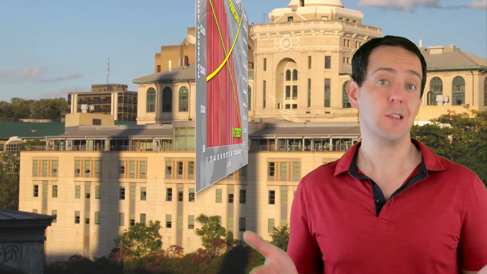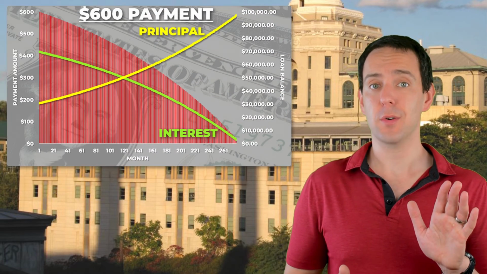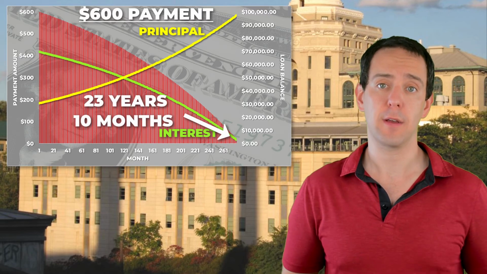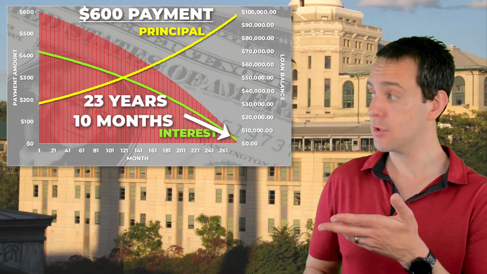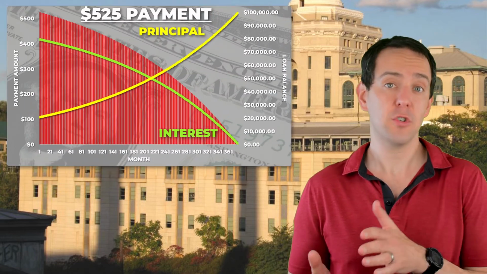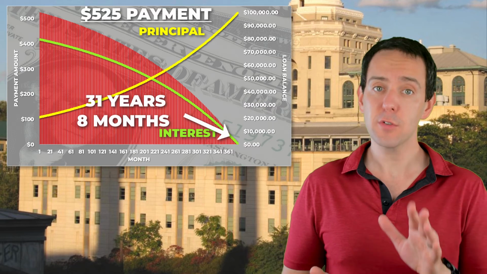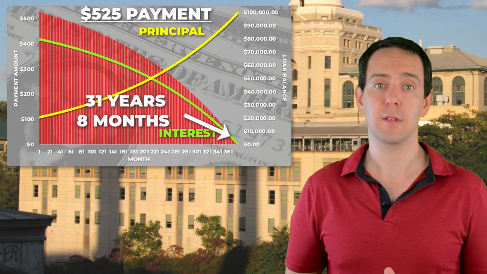Okay, what about $600 per month? Well, that would actually only take about 24 years to pay off, which is faster than we need to pay the loan back. We again can see that in this chart. Well, what about $525 per month? That would take about 31.5 years. Close, but still too long for the bank's taste.